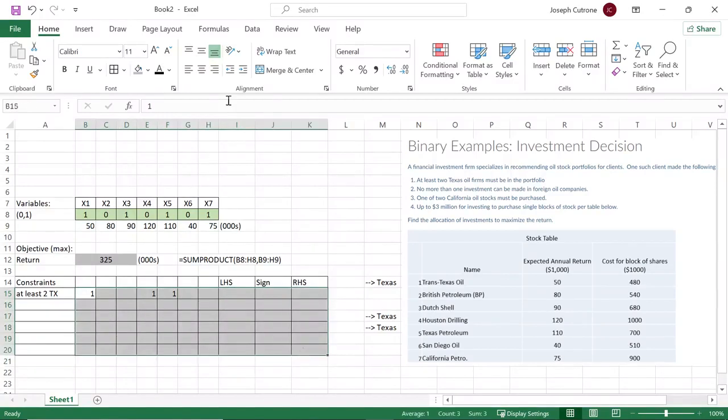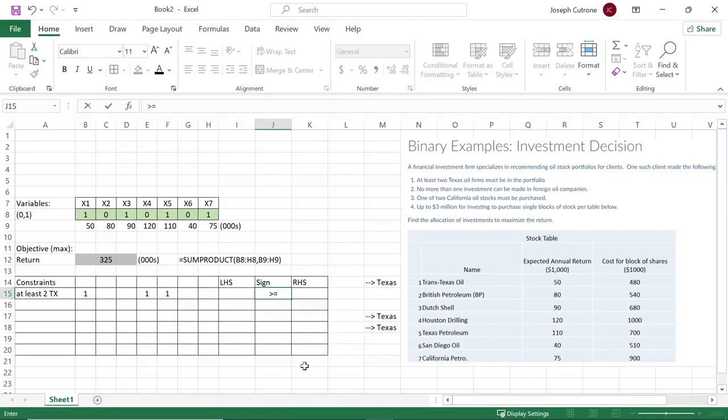And now how do I build this in as a constraint? If you want, this is a good place to pause the video and think about how you would do that. What's the sign going to be? I need at least 2. At least 2. This is the tricky one. At least is the one that is greater than or equal to. It's a little bit counterintuitive. So greater than or equal to 2.